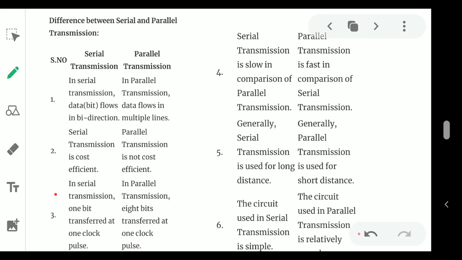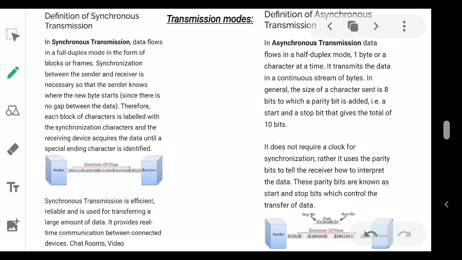The circuit for serial transmission is simple, but in case of parallel transmission, it is relatively complicated. Okay, now coming to the different modes. We know about the communication transmission methods, but in which mode are they doing this transmission? They are doing it in two ways. Two modes are there: one is synchronous transmission and another one is asynchronous transmission.